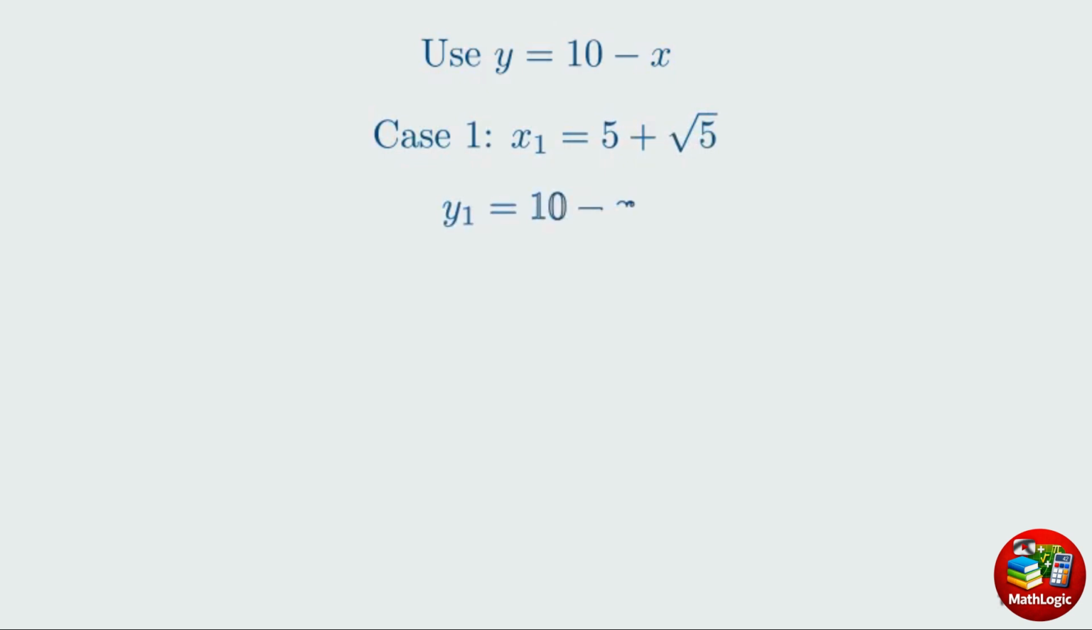Let's find the y value corresponding to our first x value. Case 1. When x is 5 plus the square root of 5. Substituting this into our equation for y gives y equals 10 minus the quantity 5 plus the square root of 5. Distributing the negative sign gives 10 minus 5 minus the square root of 5, which simplifies to y equals 5 minus the square root of 5. This gives us our first solution pair.